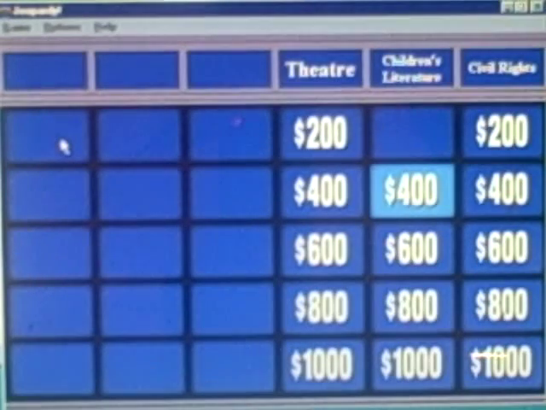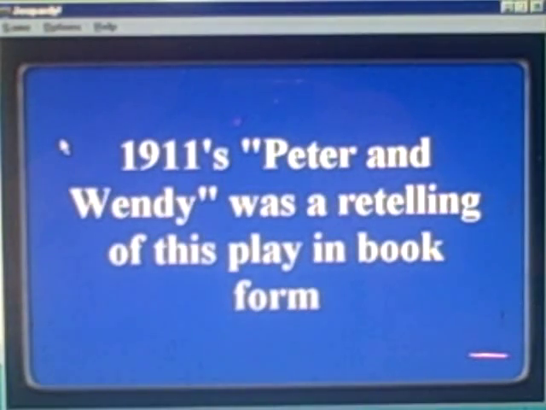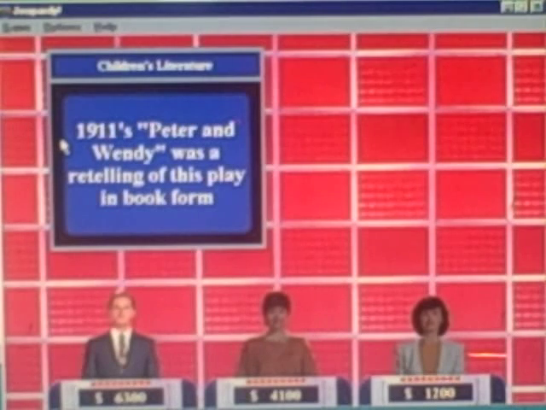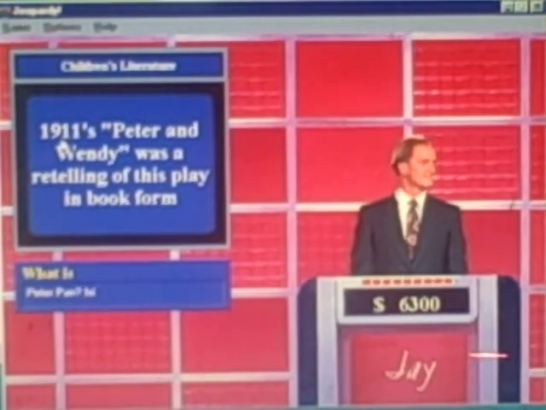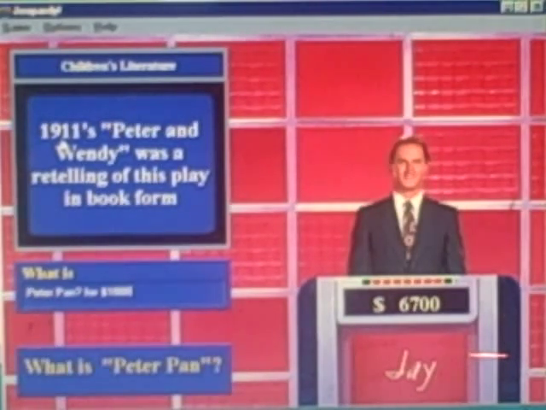Children's Literature 400. Contestant number 1. 1911's Peter and Wendy was a retelling of this play in book form. What is Peter Pan? You are correct.